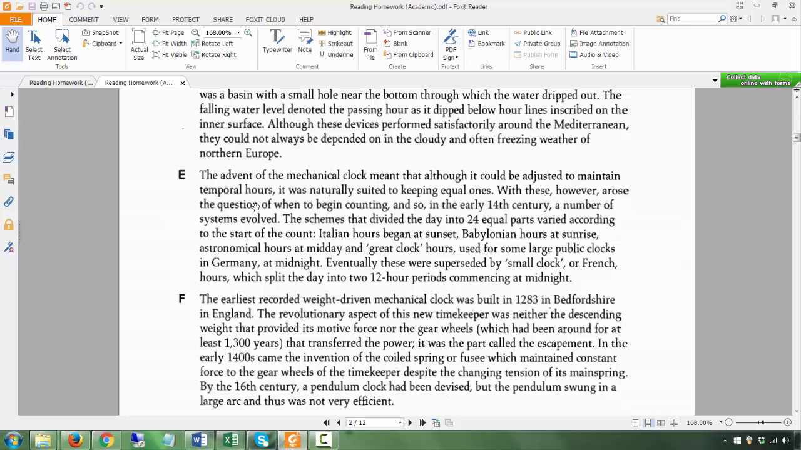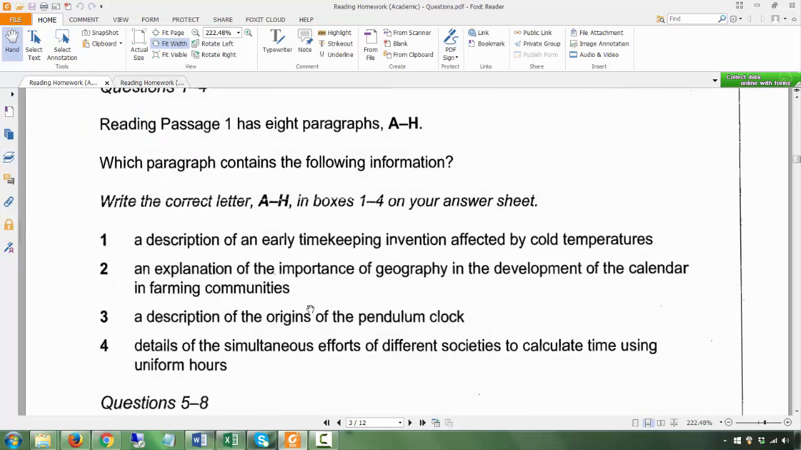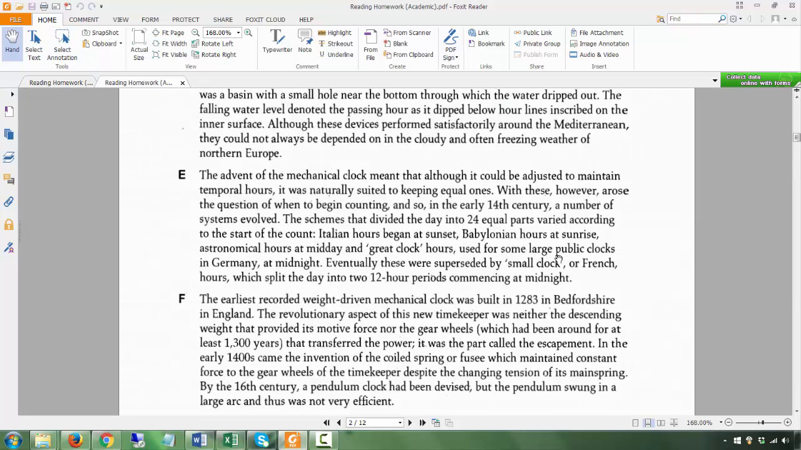If you read through this whole paragraph, you will see that there were different systems. Let's have a look. A number of systems evolved. The schemes that divided into 24 equal parts. So 24 equal parts. Uniform hours. And then it mentions the Italian, the Babylonian, in Germany, in France, the French hours.